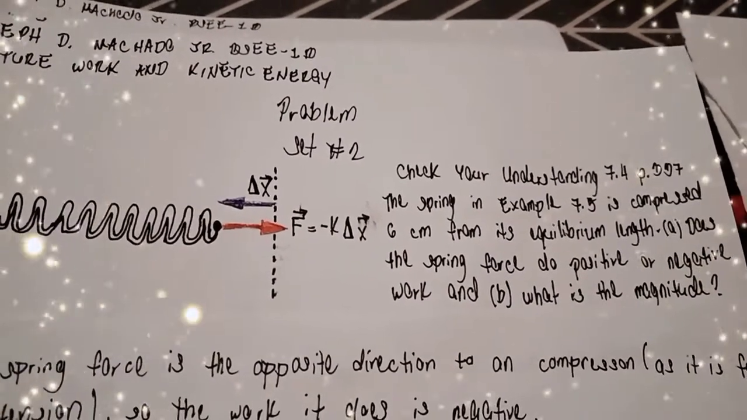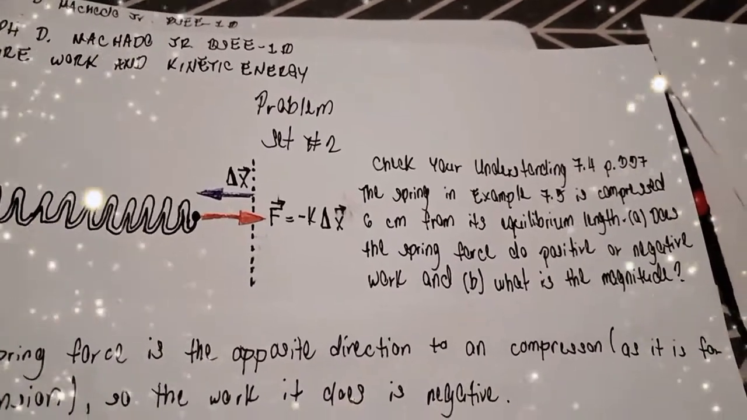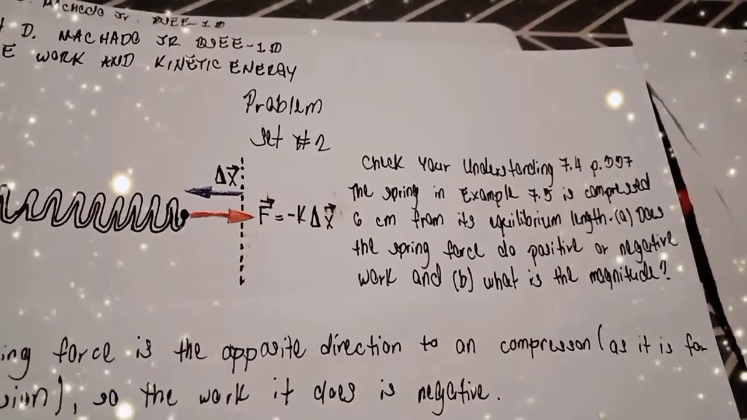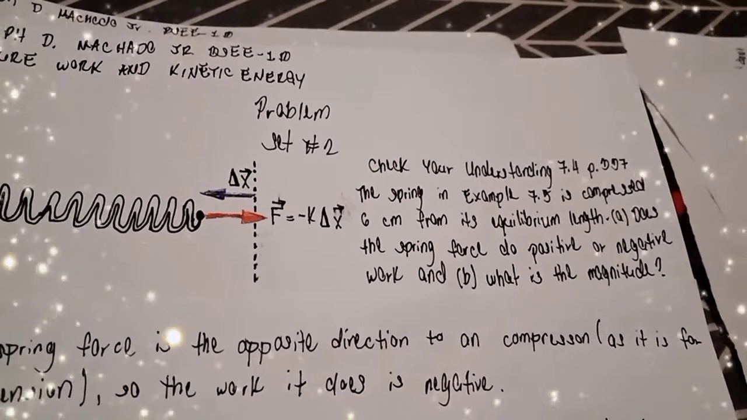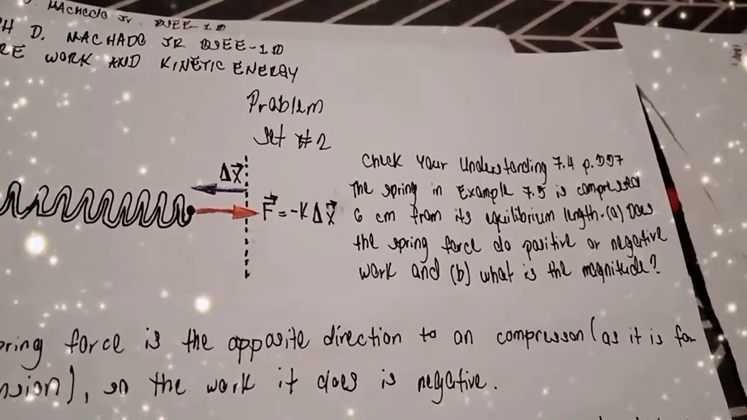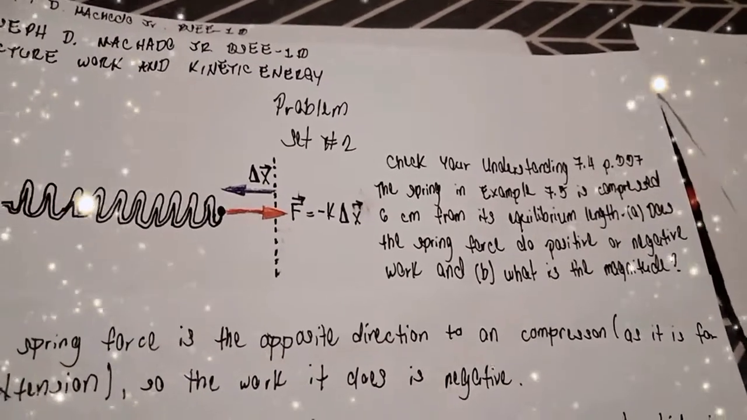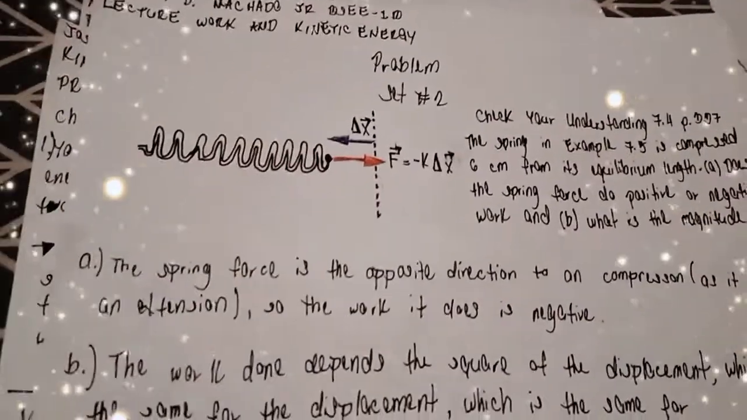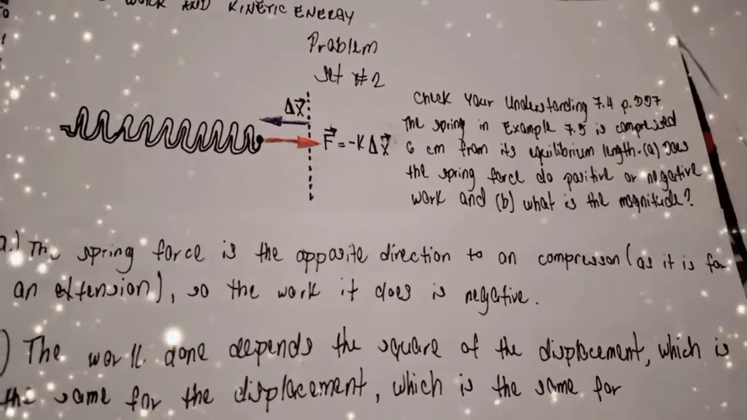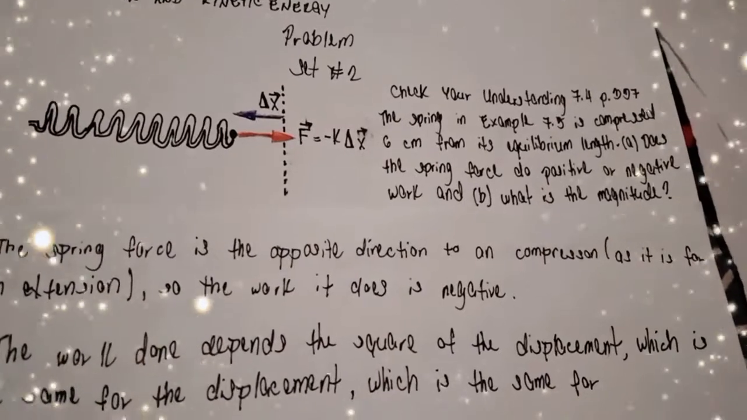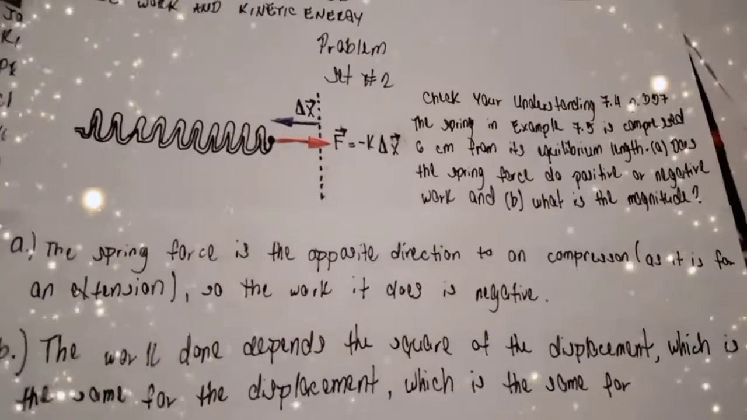Continuation of problem set number 2. Check your understanding 7.4, page 337. Question number 1. The spring in example 7.5 is compressed 6 cm from its equilibrium length. Does the spring force do positive or negative work? And what is the magnitude? A. The spring force is in the opposite direction to the compression, as it is for an extension, so the work it does is negative.